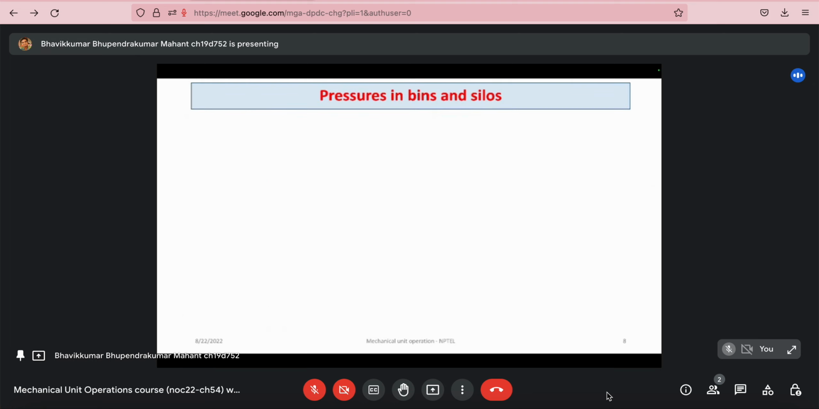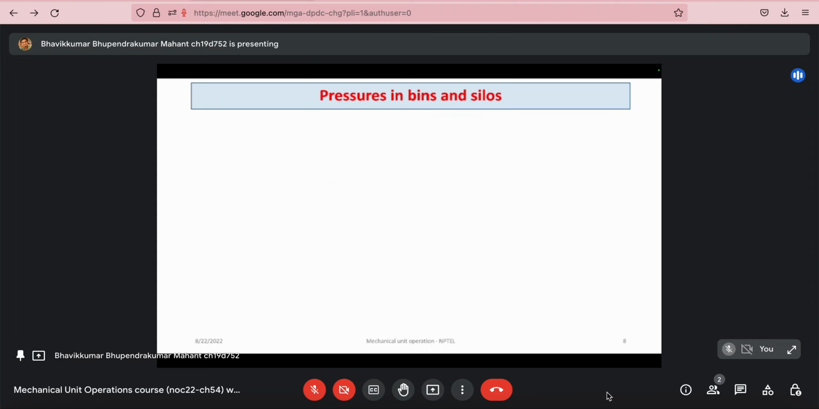Now, pressures in bins and silos. We can't just store the materials, fulfill our requirement, and not bother with anything more. We need to understand what the pressure is, how it is exerted, and how it can resist the flow of the material.